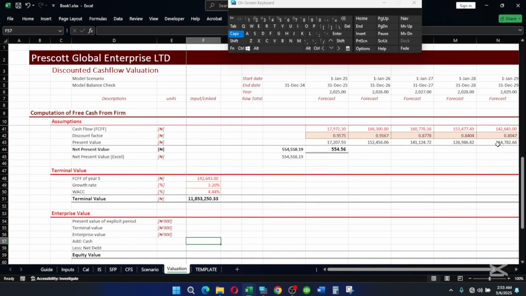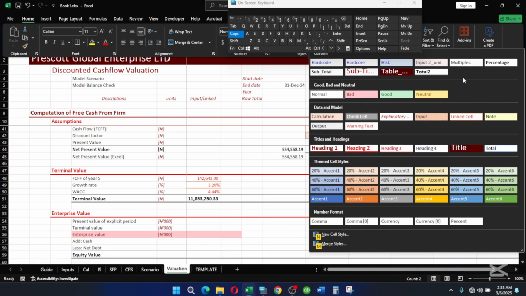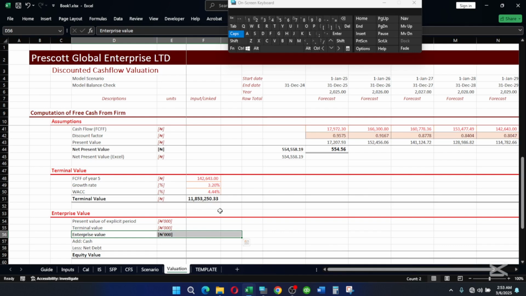The enterprise value is actually very simple. It is just trying to say, what is the present value of the business and what is the future value of the business? When you add them together, we have what is called the enterprise value. So when you do this, just highlight this and format it. This is going to be our subtotal style, right?